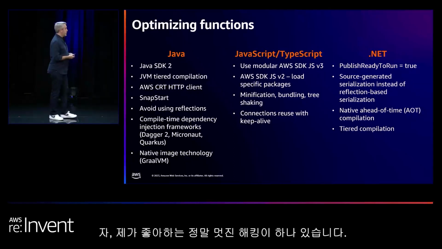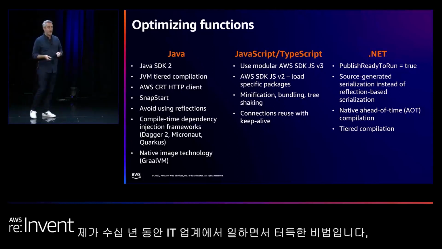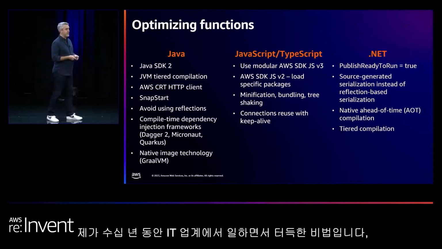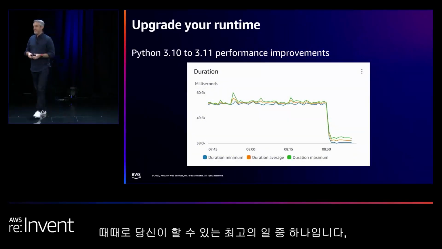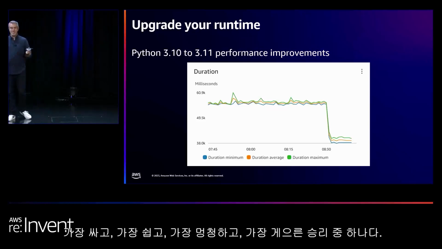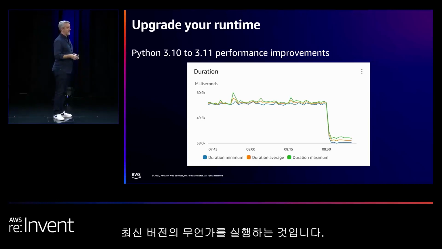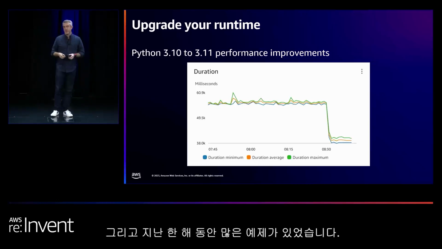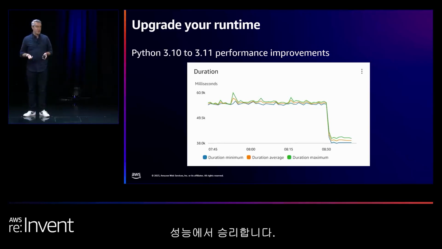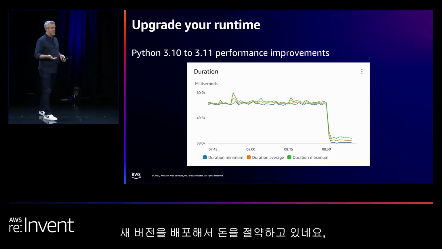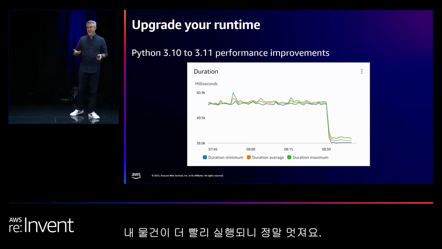Now, one really cool hack that I like to see every now and then, this is a super secret trick that I've learned over a couple decades of working in IT, is upgrade your stuff. One of the cheapest, easiest, dumbest, laziest wins is just run the latest version of something. There have been a lot of examples over the years where moving a minor version on a runtime gets you a performance win. And you're like, oh my God, all I did was deploy a new version and I'm saving money and my stuff runs faster, and that's awesome.